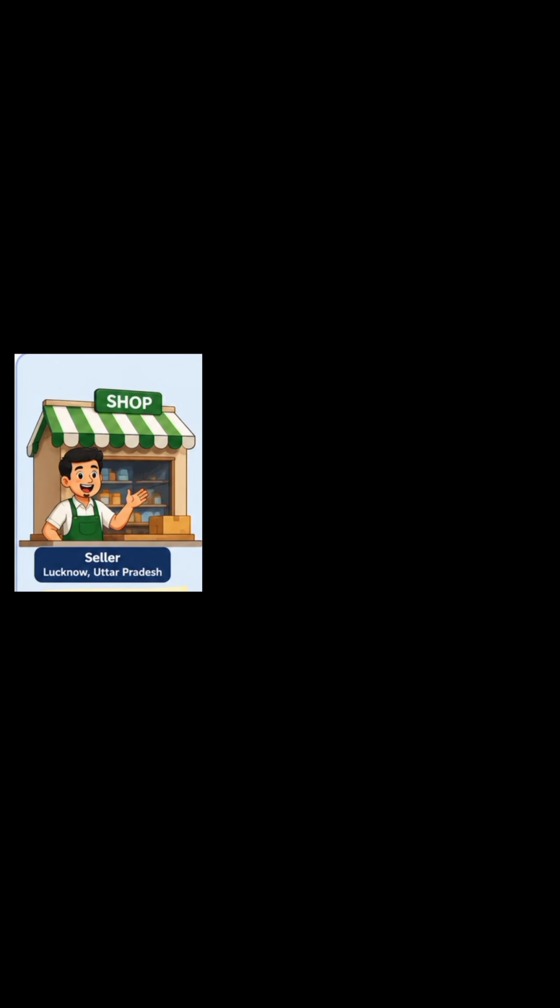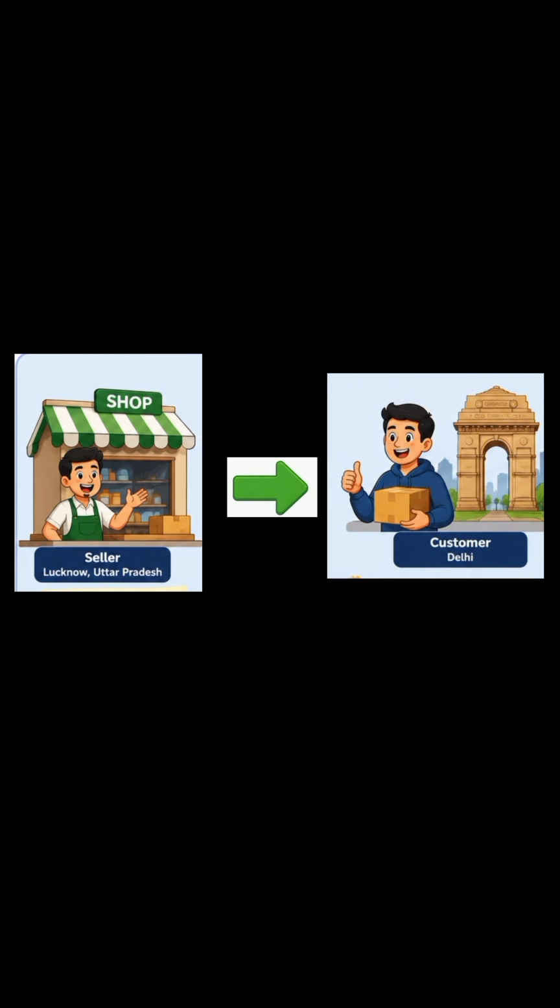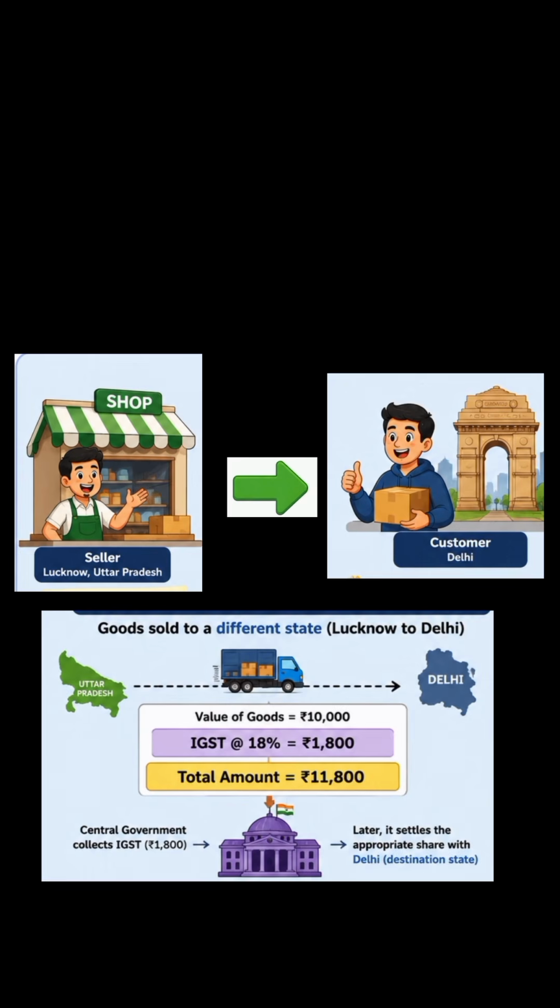Now for example, if a shop in Lucknow sells a product of rupees 10,000, GST rate 18%, to any customer who lives in Delhi, this is an interstate transaction. At the time of an interstate transaction, IGST is collected by the central government and it will later compensate the appropriate share to the state. So this was all about CGST, SGST and IGST.